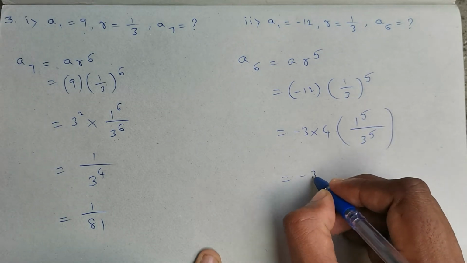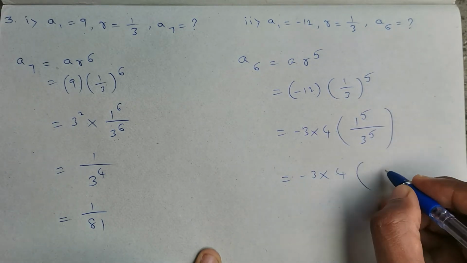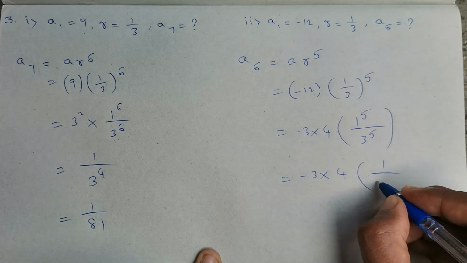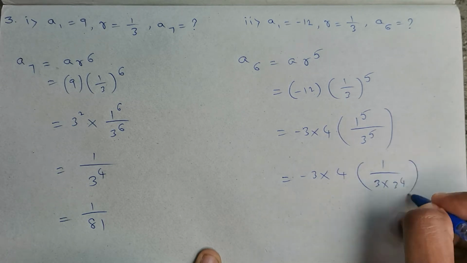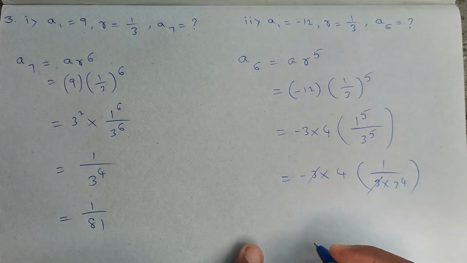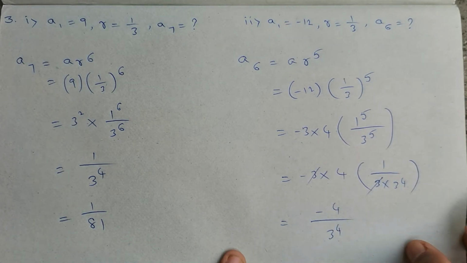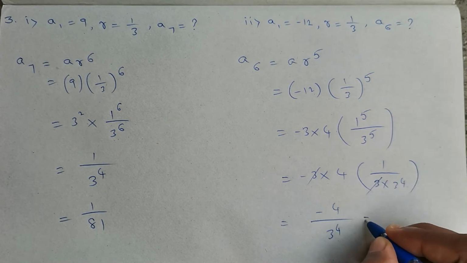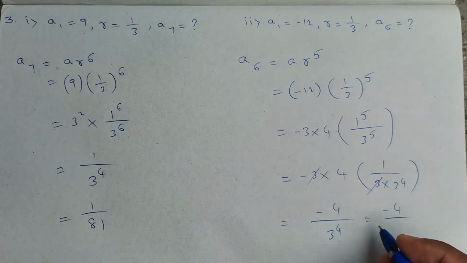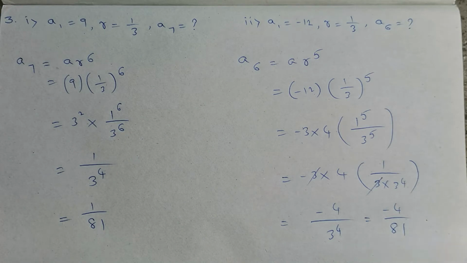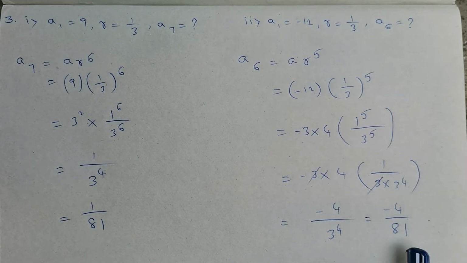Which is equal to minus 3 into 4 into 1 by 3 power 5, which can be written as 3 into 3 power 4. Here 3 will get cancelled, so we remain with minus 4 divided by 3 power 4, which is equal to minus 4 divided by 81. So the 6th term is minus 4 divided by 81.